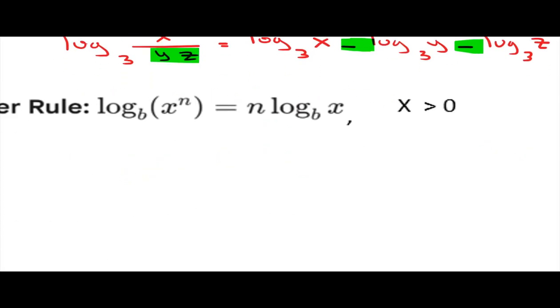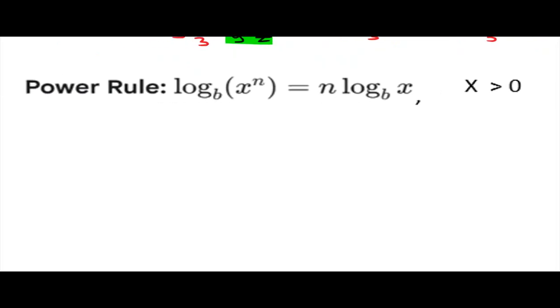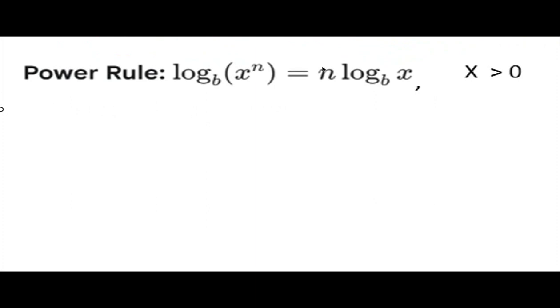Okay? And then the last property we need to know, this one here, is the power rule. So this says that, well, if we have exponents involved, so let's say we have an exponent right here, basically what it says is we are allowed to move the exponent to the front of the log and multiply it with the log. Okay, let me give you an example.